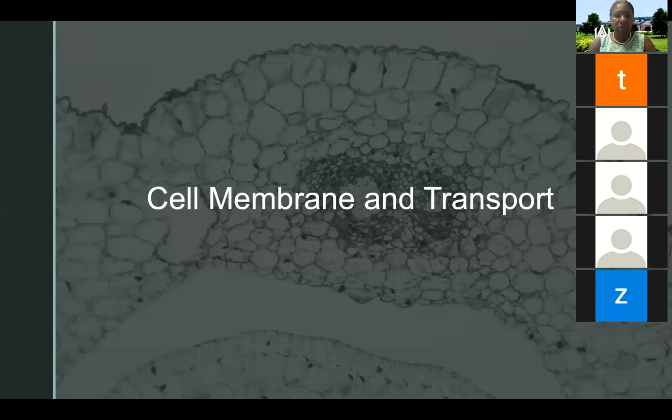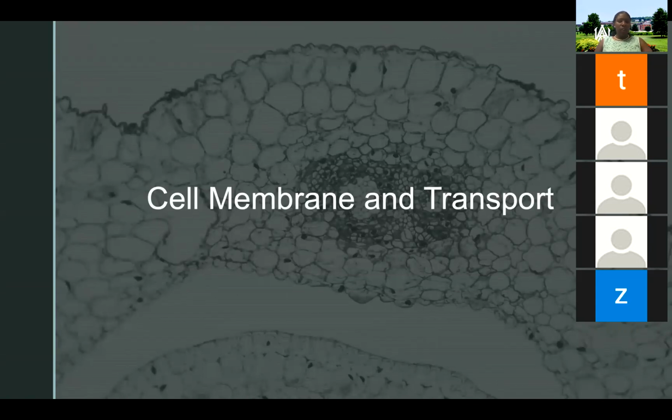All right, so this notion of transport is referring to the need to move things into and out of the cell, right? We're clear that the cell is a living organism, right? And it requires things that are essential for life. So everything from nutrients, oxygen, glucose, these are all requirements for the cell.